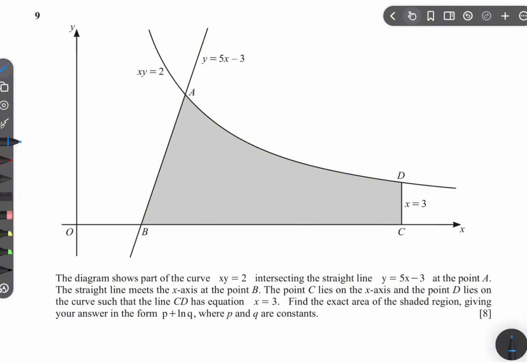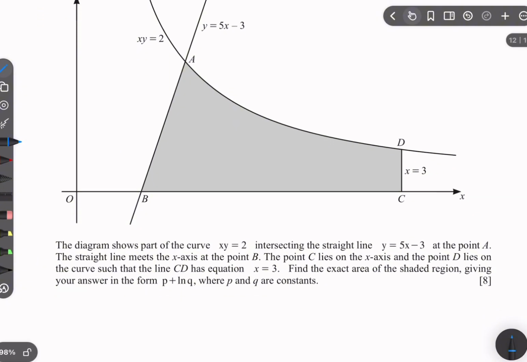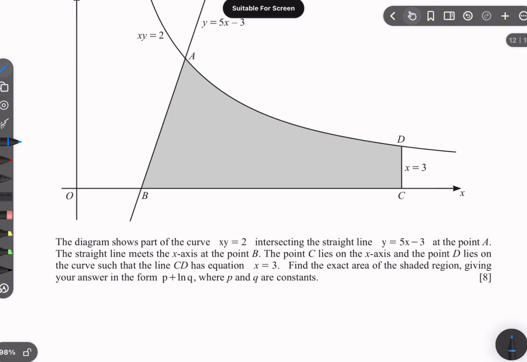Firstly, we need to find the coordinates of points A, B, and C. So for A, it's where the curve and the line intersect, so we can equate both of them. So 2 over x equal to 5x minus 3.